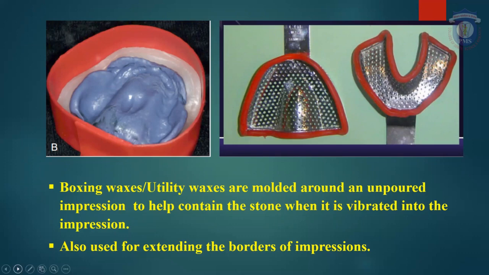We also have utility waxes or periphery waxes that can be used in combination with boxing waxes. They also have a tacky consistency, so they can be used for extending the borders of an impression, and they can also be used to line the borders of the impression tray so that we can make them less irritating to the oral mucosa of the patient. Such auxiliary waxes are used for auxiliary applications.